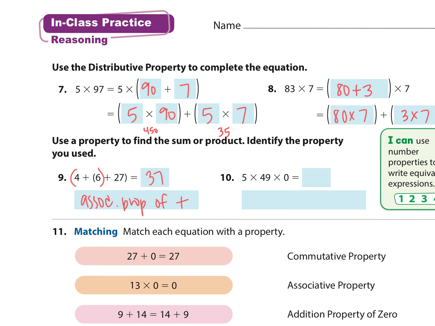Do you see how associative property makes it easy? You can move how you group numbers around so that you can do it in your head easily. The whole point of properties, number properties, is to help you with number sense and mental math. Okay? It's supposed to make numbers and solving problems easier in your head. Okay, what about this next one?